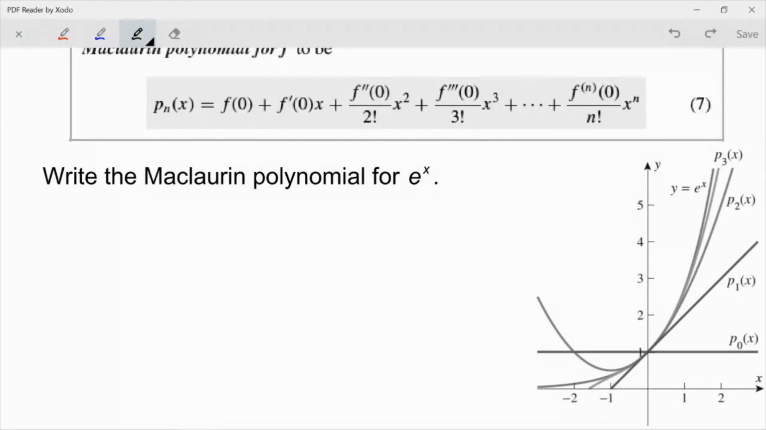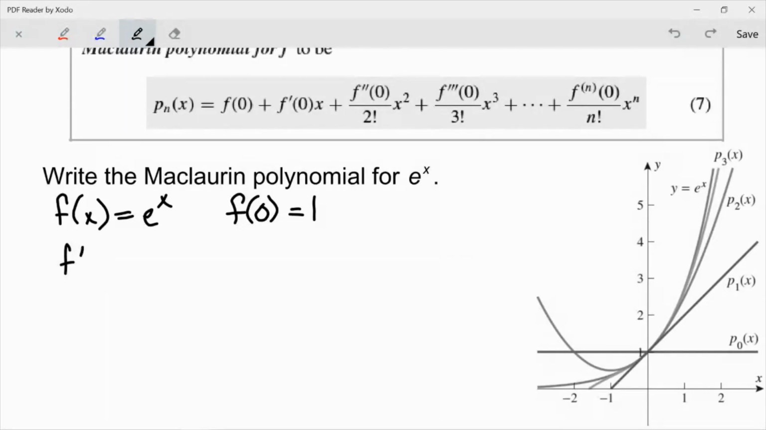It says, write the Maclaurin polynomial for e to the x. So the process for this is pretty simple, but a little bit tedious. Okay, so my function is e to the x. And remember, if we're going to write a model for this, we need to know the function value at our point. So f of 0 is equal to 1. And I know I'm using 0 as the center point because it says Maclaurin polynomial.